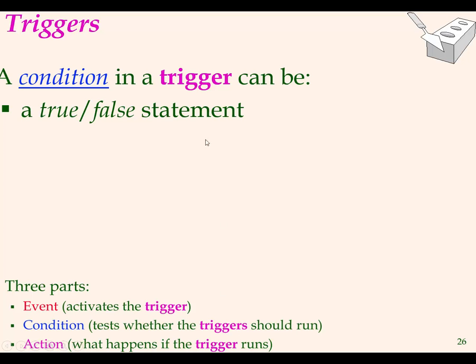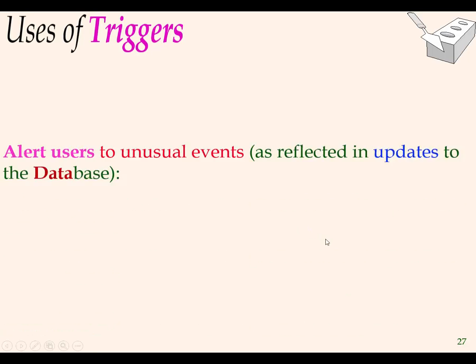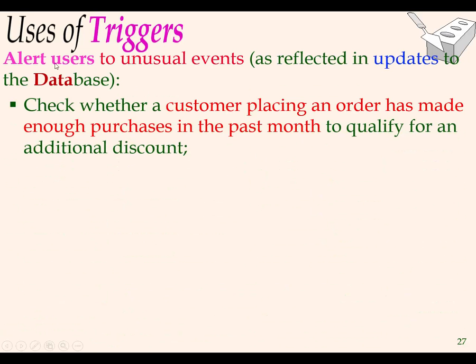So the condition. The condition of a trigger can be a true-false statement. And how do you get a true-false? For example, if you execute a query that returns true, or if you execute a query that returns false. For example, you do a select, and if you don't find anything, you return nothing, that will be false. If you return some tuples, that will be true. The action. Let's look at what kind of actions. Triggers are used maybe to alert users of unusual events. What kind of events? Database events. The only events you can have in the database are insert tuple, delete tuple, and update.